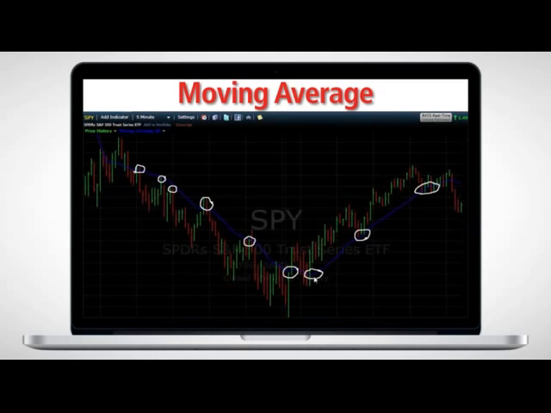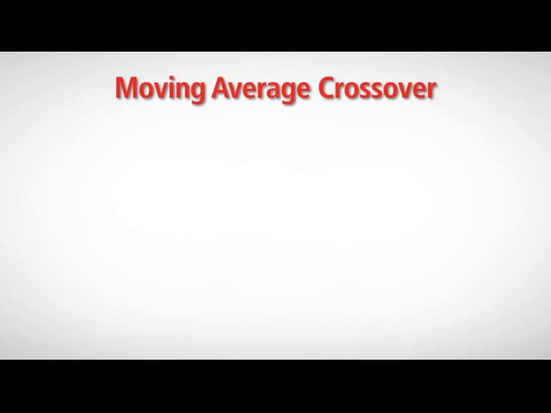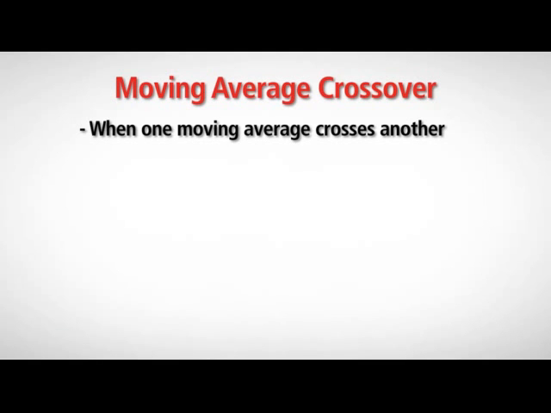Now, moving averages are interesting by themselves, and they can give you lots of insight into these support and resistance levels as well as trends. But we can take this even one step more and combine multiple moving averages together. And this is called a moving average crossover. A moving average crossover is when one moving average crosses another, just like it sounds.